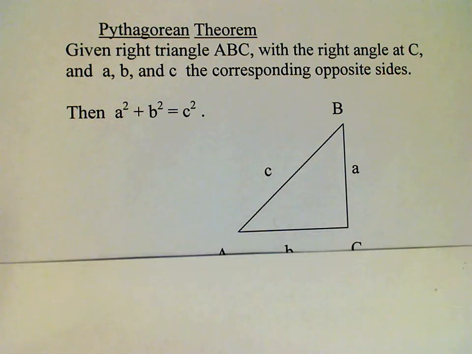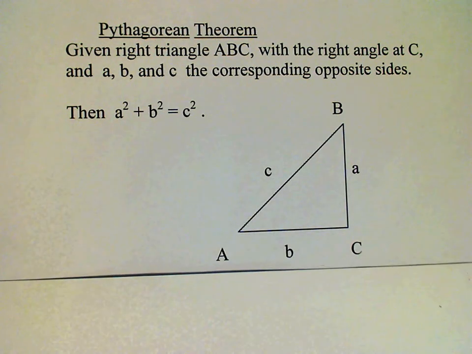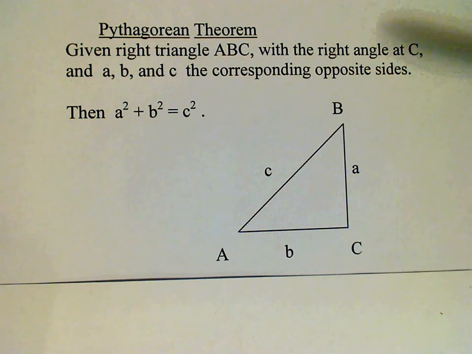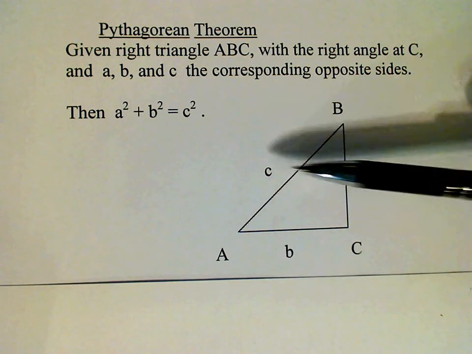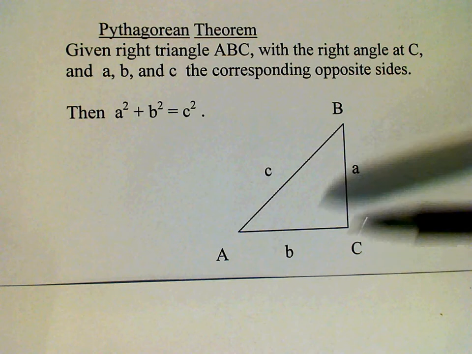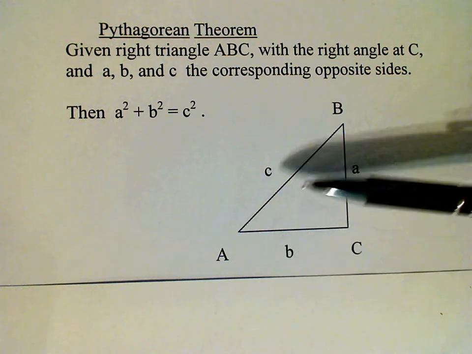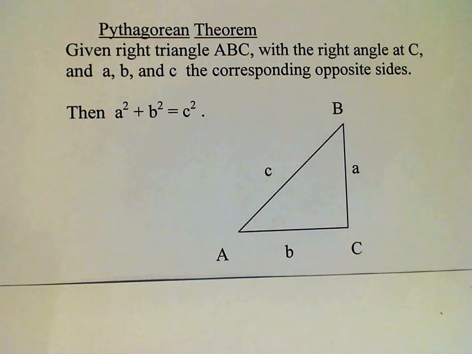So here's the diagram again. Okay, so A, B, C, if we square the length of each leg, add them up, we get the square of the hypotenuse.